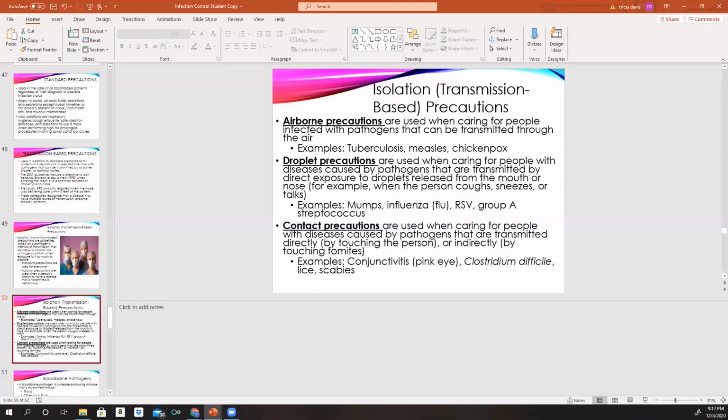And then lastly, we have contact precautions. We're going to use these for patients who are infected or colonized by multi-drug resistant organisms, MDRO. Some examples of multi-drug resistant organisms are pink eye, C. diff, lice, and scabies. So you are going to place the patient in a private room if available. You, as the provider, are going to wear PPE whenever you enter the room, okay?